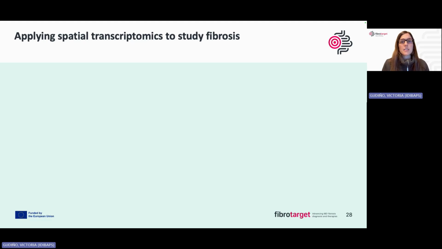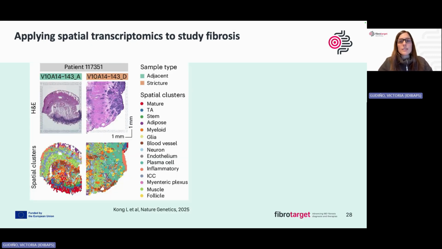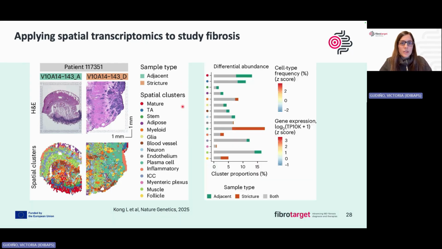In contrast, regarding spatial transcriptomics, fewer studies have yet applied spatial methods to study fibrosis, but an example is this study from Kong and colleagues, where they generated a single-cell and spatial transcriptomics atlas from paired stenotic and non-stenotic regions. They conducted differential abundance analysis, and it reveals an increase of myeloid cells, plasma cells, inflammatory cells, and also cells from the follicle. This observation, together with the results from the single-cell analysis, highlights that in fibrosis we can have an expansion of immune-rich regions and also an expansion of tertiary lymphoid structures.